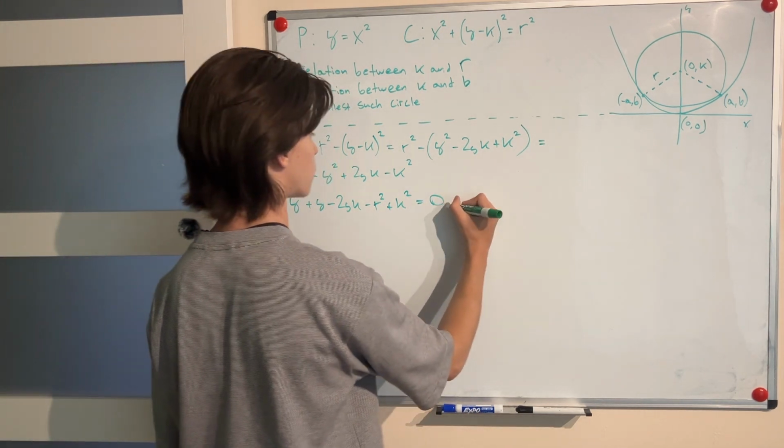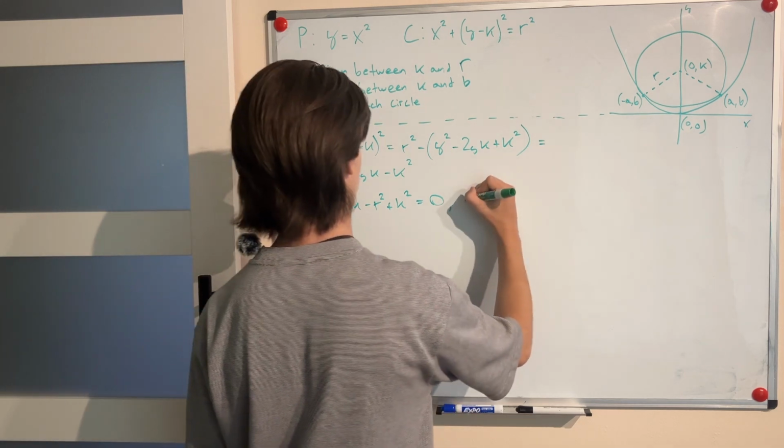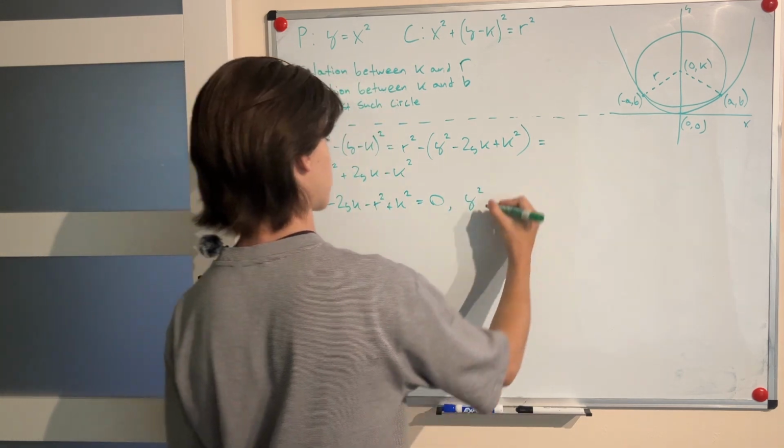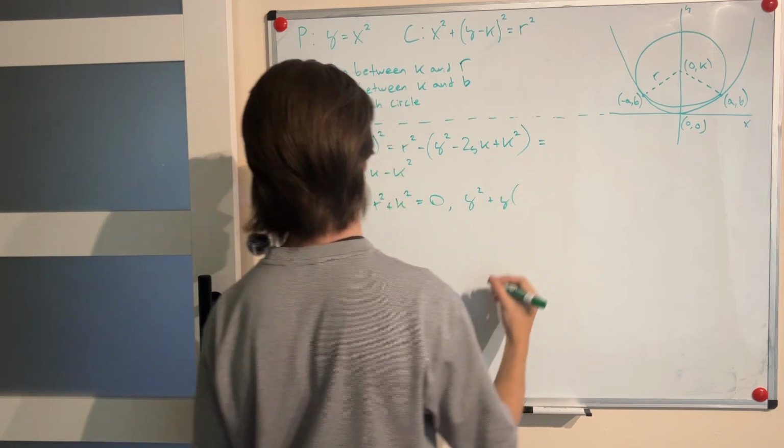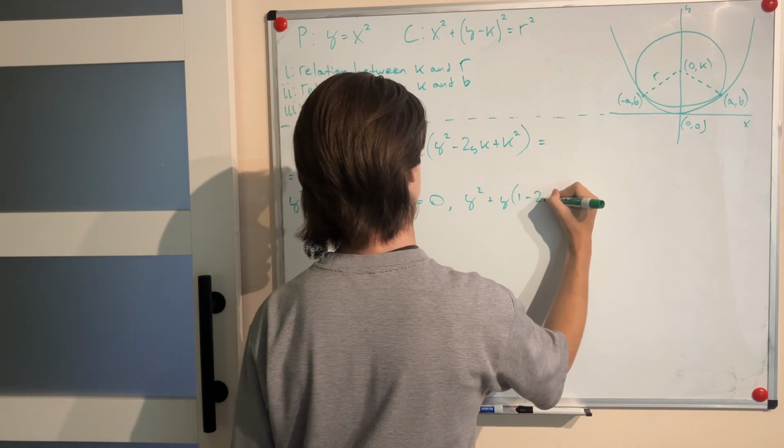And we can make this even more standard by factoring out the y's. The y squared stays as it is, but from y we can also factor out 1 and minus 2k.